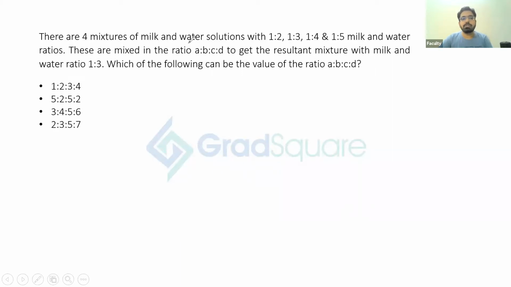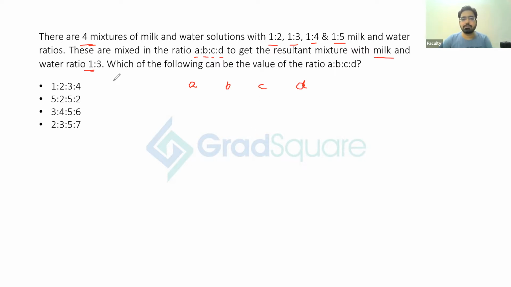There are 4 mixtures of milk and water solution. 1:2, 1:3, 1:4, and 1:5 are the milk and water ratios. These are mixed in the ratio of A is to B is to C is to D. So I'm taking A parts of the first, B parts of the second, C parts of the third, and D parts of the fourth to get a resultant mixture with milk and water ratio as 1:3.